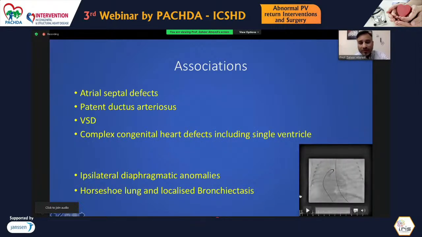Other associated lesions could be an atrial septal defect, patent ductus arteriosus, or ventricular septal defect. Apart from that, it could be any other complex congenital heart defects, for example, tetralogy of Fallot, or even single ventricle. In terms of non-cardiac anomalies, they can have ipsilateral diaphragmatic anomalies and a horseshoe lung. Like in this image, you can see a right lung which is also connecting to the left side as well.